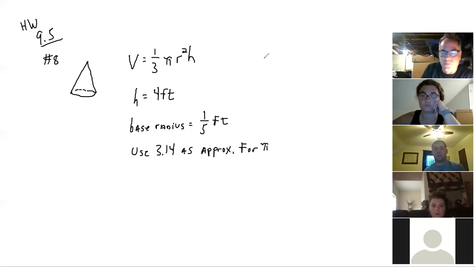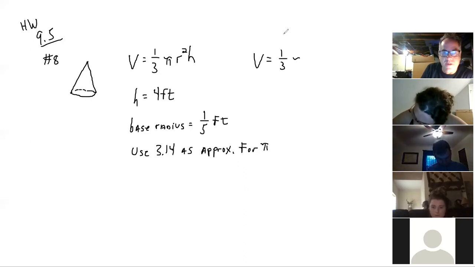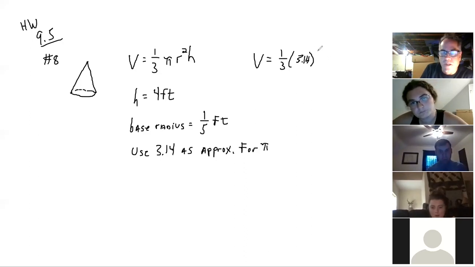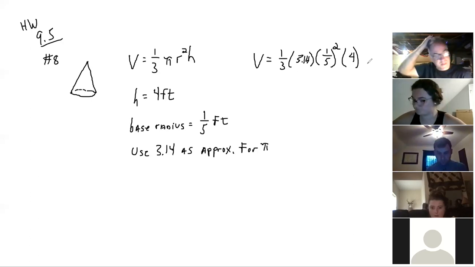Literally, it's now just plug in here. So volume would be 1/3. It does tell you to round this to the nearest 100th. So times 3.14 for pi. The radius was 1/5, all squared, and then your height was given to be 4 feet. And it's then just a matter of putting that all in your calculator.